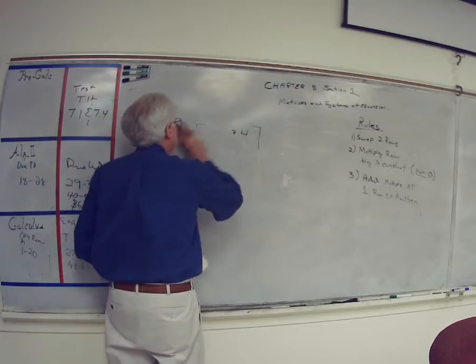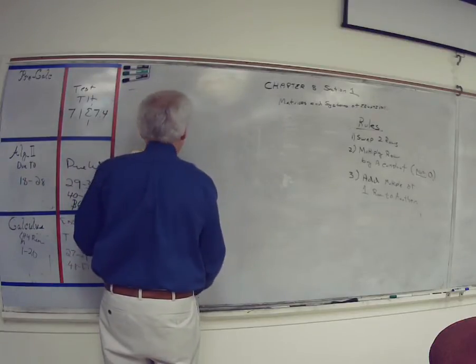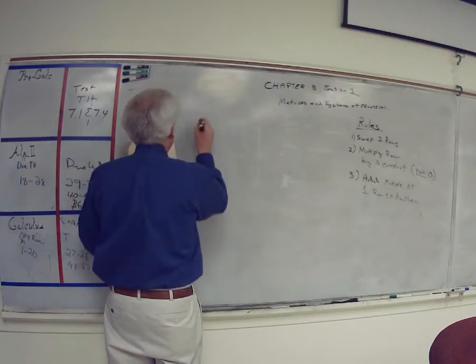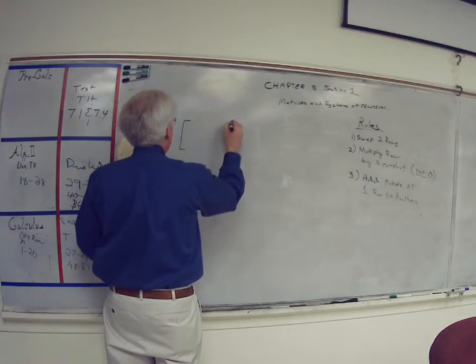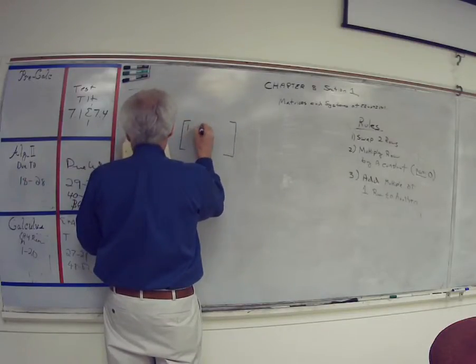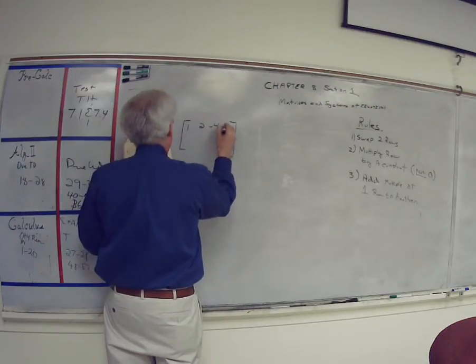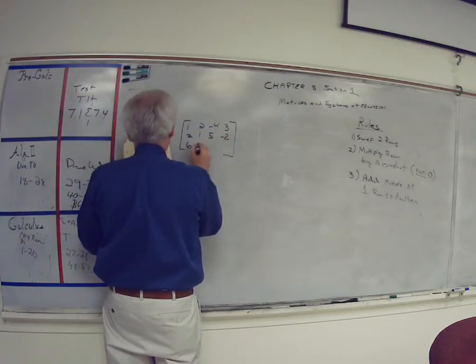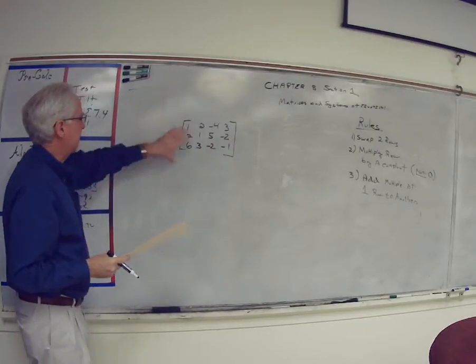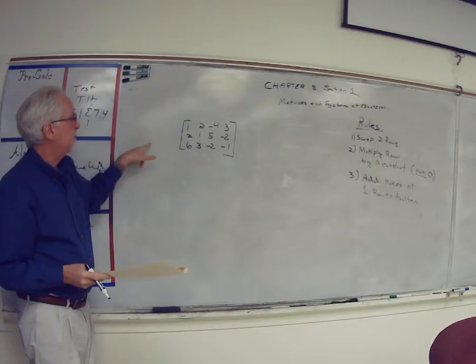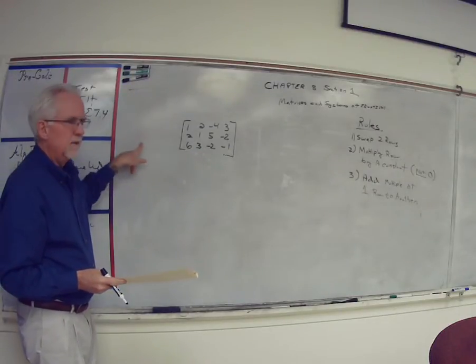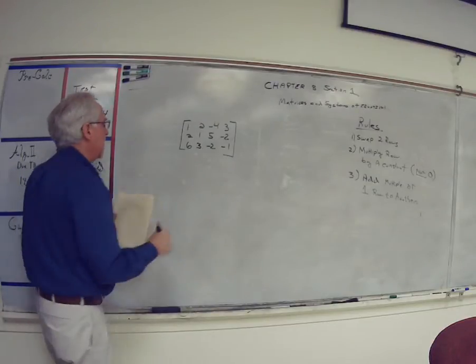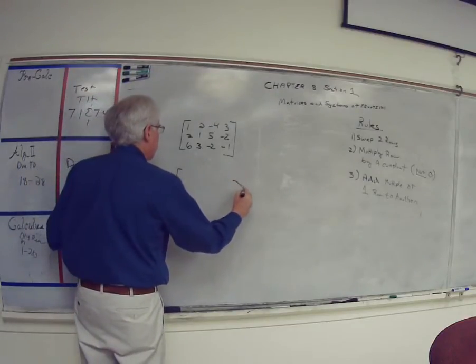All right. So let's look at this one. This one kind of shows you what you can do, and you can start seeing why you would want to do it. So let's say I have 1, 2, minus 4, 3, 2, 1, 5, minus 2, and then I have 6, 3, minus 2, and minus 1. This is where you're starting. Now I'm going to put a note here of what I'm going to do, and then you're going to do it, and then you're going to see what you end up with.